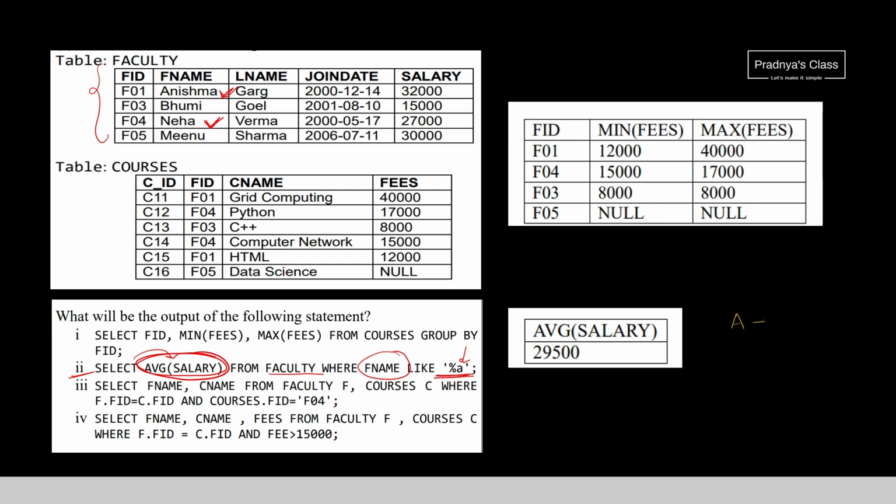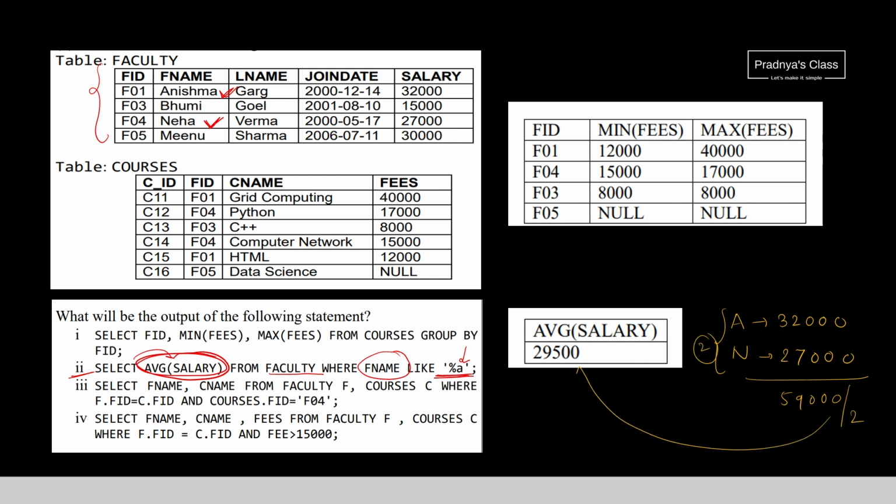So Anisha's salary is 32,000 and let's check Neha's salary. Neha's salary is 27,000. To calculate average we need to add them. So we got 59,000 and there are 2 records. So we will be dividing 59 by 2. In this way we will be getting average salary as 29,500. The header for the column will be as mentioned after the select clause.